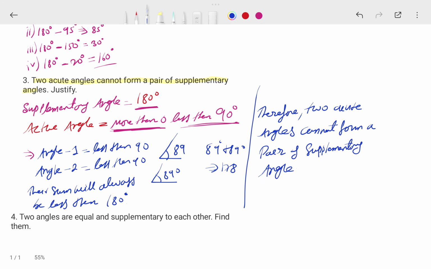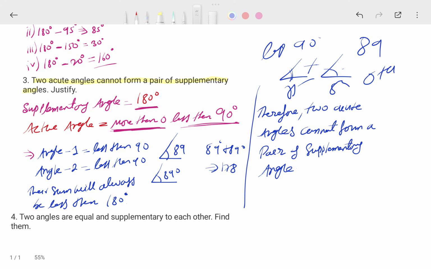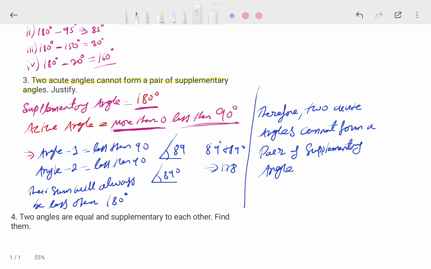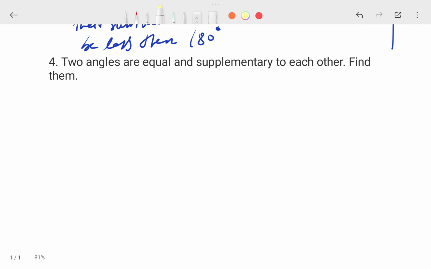An acute angle is more than 0 degrees and less than 90 degrees. So if you make two angles and add them, the sum should be less than 90 only, I mean it should be at most 89, so between 0 and 89. Whatever number you put, let's suppose 75 or 89, the sum is never going to be 180. So that's why. Complete. Now come to the fourth question.